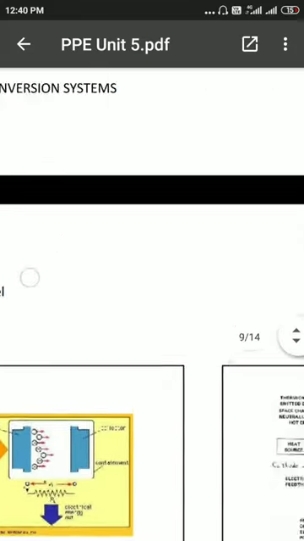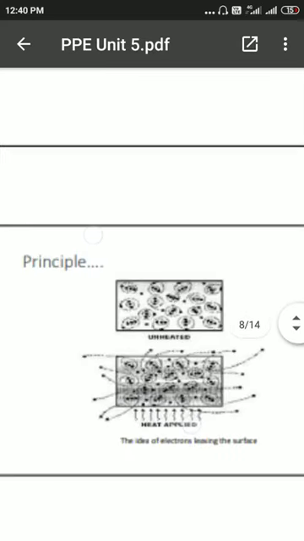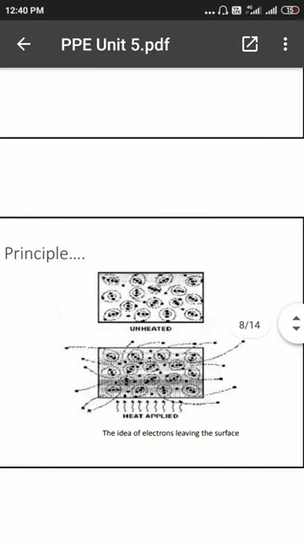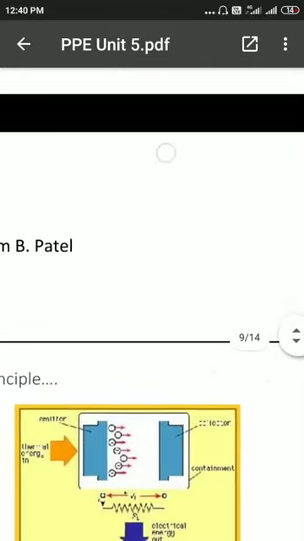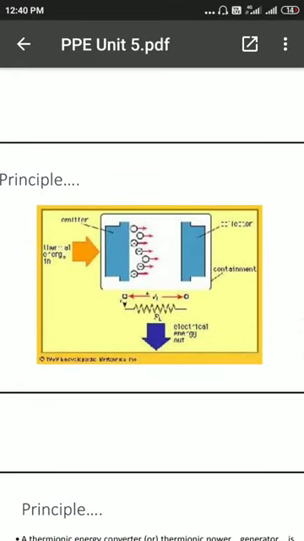In the first figure, we have an unheated surface, that is a simple metal, and in the second one, heat is applied, so the electrons are vibrating and start to leave the surface of the metal. So this is the basic concept utilized in the thermionic generator.